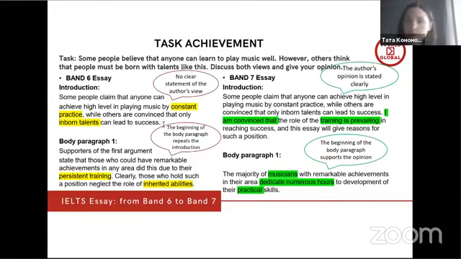Then in the body paragraph, the phrase constant practice becomes persistent training. Inborn talents turn into inherited abilities. But the idea is absolutely the same. It's just restated using synonymic words and expressions.